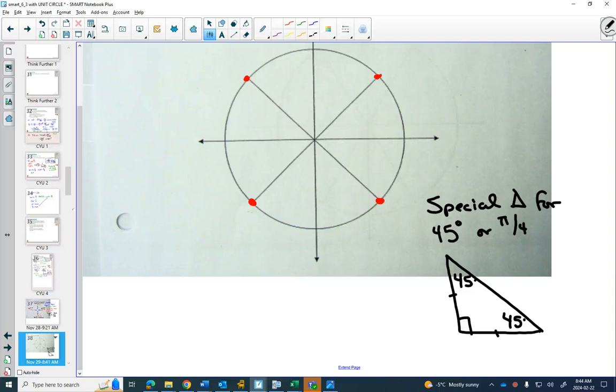So I can pick any number I want for this side. I can pick 1, 2, 3, 4. Whatever number I pick for this side, if I pick 1, you would know this side also has to be 1. And if you know 2 sides of a triangle, you can do a squared plus b squared equals c squared, and find out this side has to be the square root of 2. From this triangle now, I can write that sine of 45 degrees is opposite side 1 over root 2.